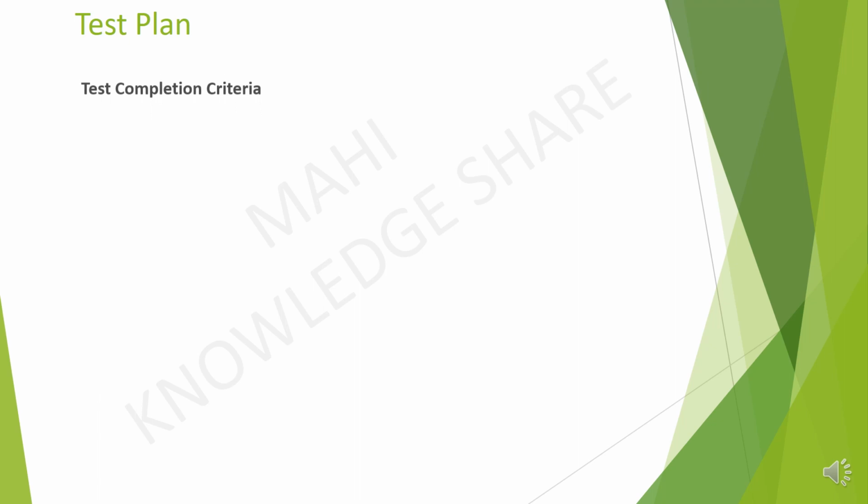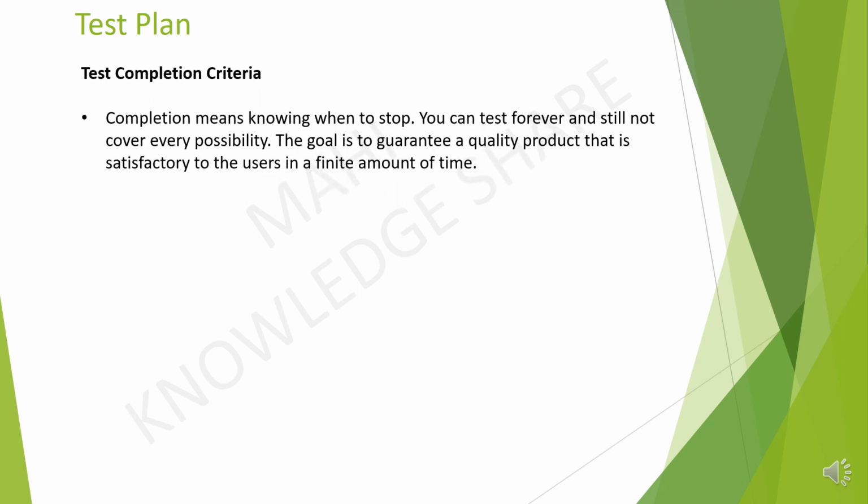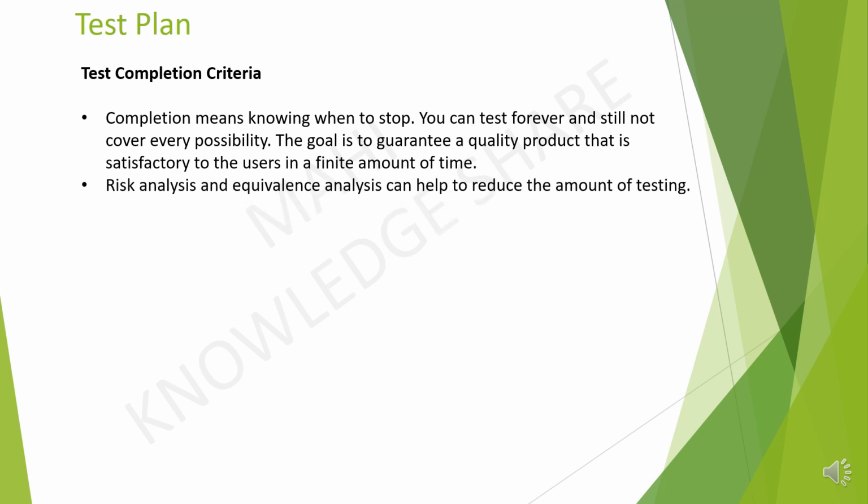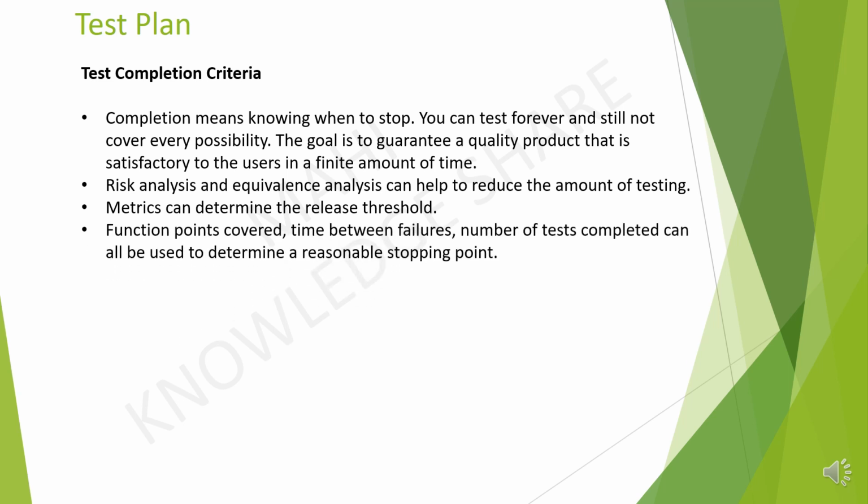Test completion criteria section in test plan document. Completion means knowing when to stop. You can test forever and still not cover every possibility. The goal is to guarantee a quality product that is satisfactory to the users in a finite amount of time. Risk analysis and equivalence analysis can help to reduce the amount of testing. Metrics can determine the release threshold. Function points covered, time between failures, number of tests completed can all be used to determine a reasonable stopping point.